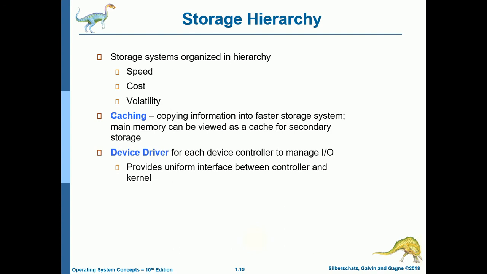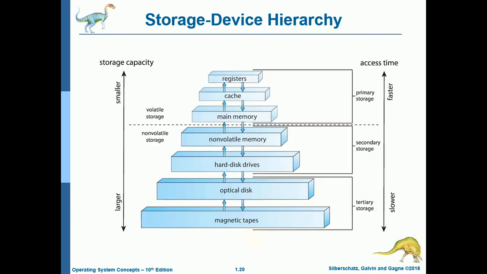Next we have the storage hierarchy. Storage systems are organized in a hierarchy depending upon speed, cost, and volatility. We have the term caching, which is copying information into a faster storage system. Main memory can be viewed as a cache for secondary storage. Device driver, as already discussed: for each device controller to manage I/O, it provides a uniform interface between the controller and the kernel.